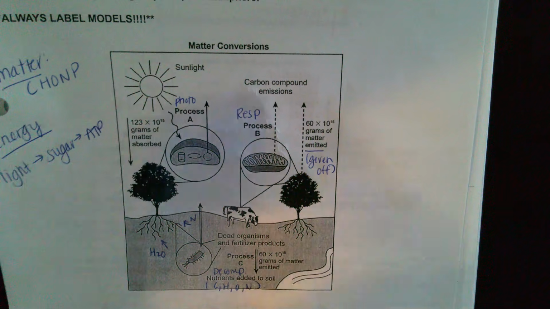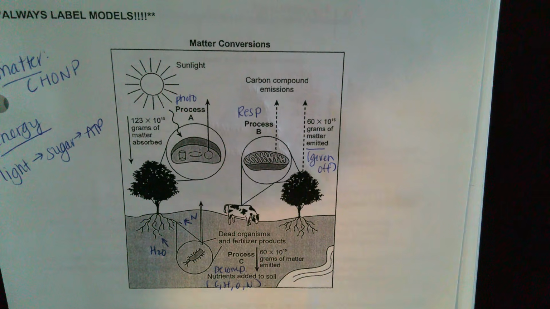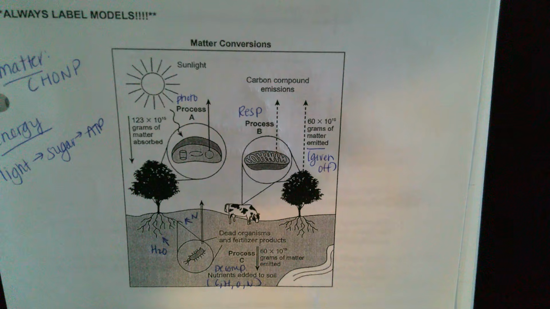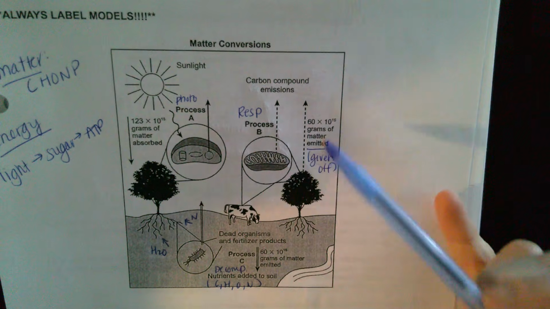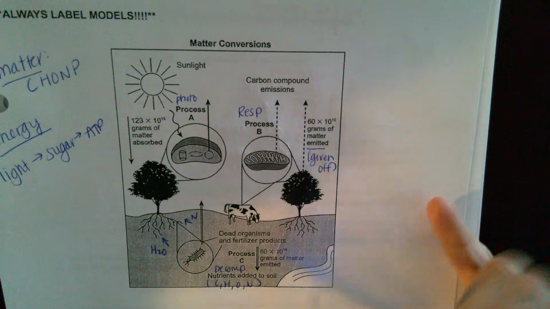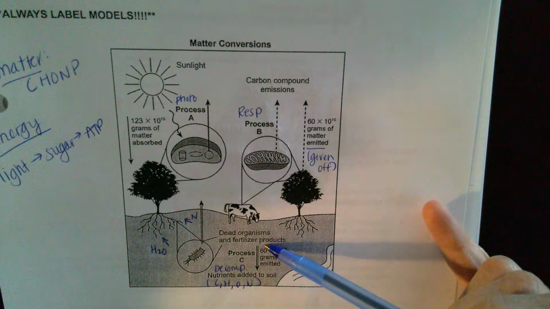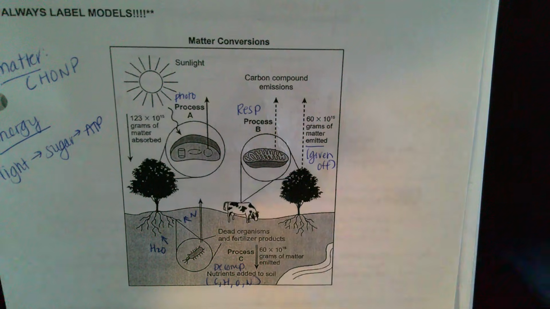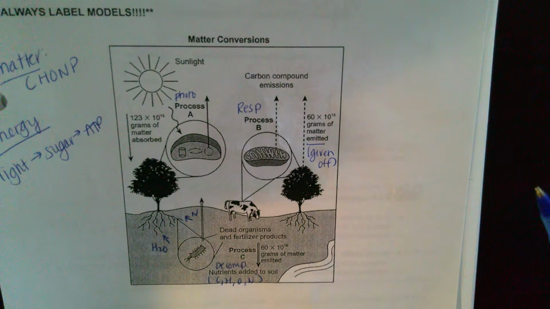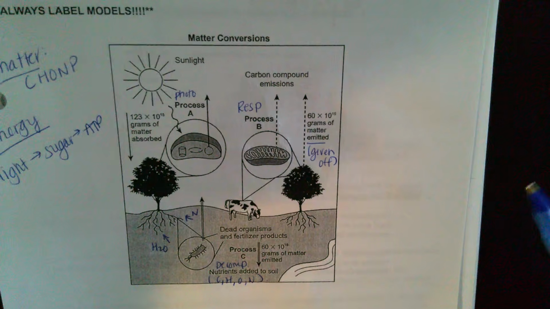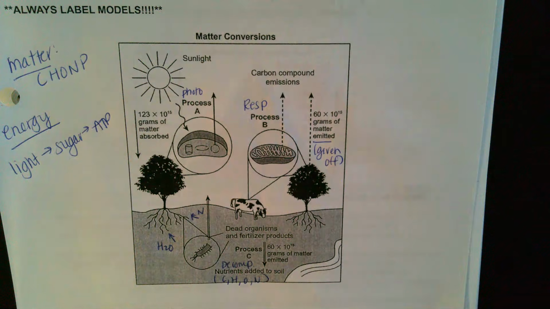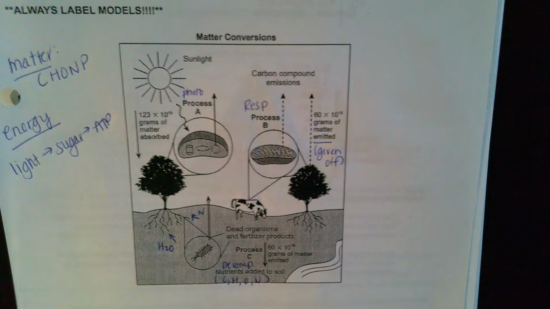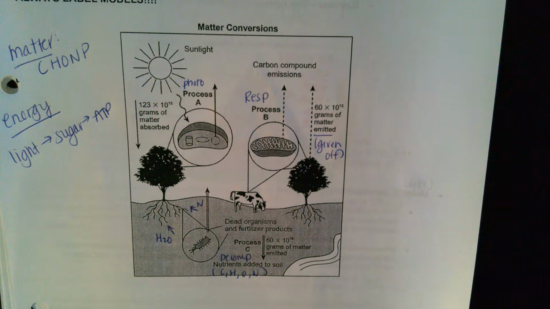So this is just showing you how you cycle, but however much carbon you started with, that's how much you end with. And the way I know that, right, 60, 60, when I add those up, those are real close to that 120, real close to that 123. So we're having matter conversions. Matter gets converted, but it's conserved, meaning it stays the same.